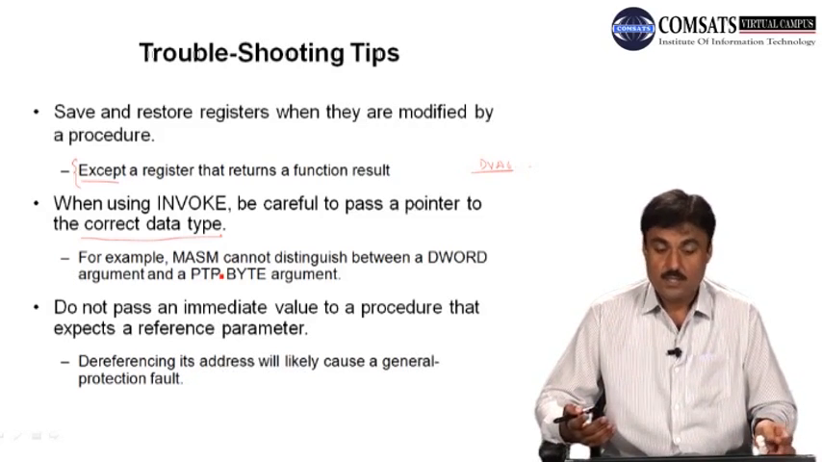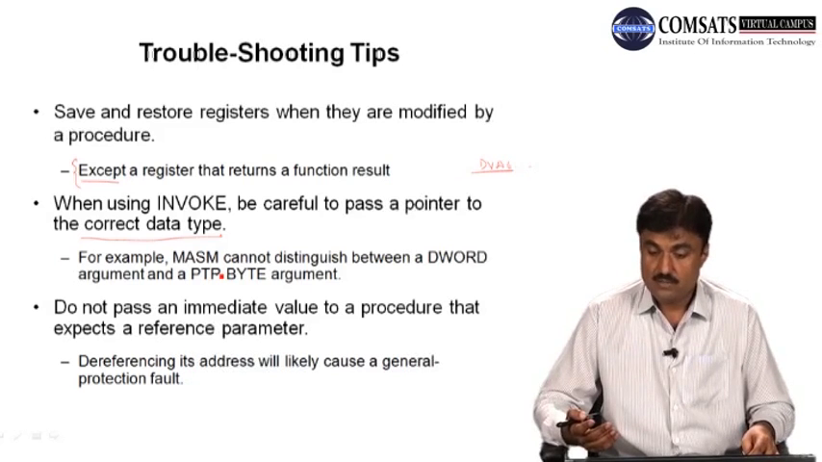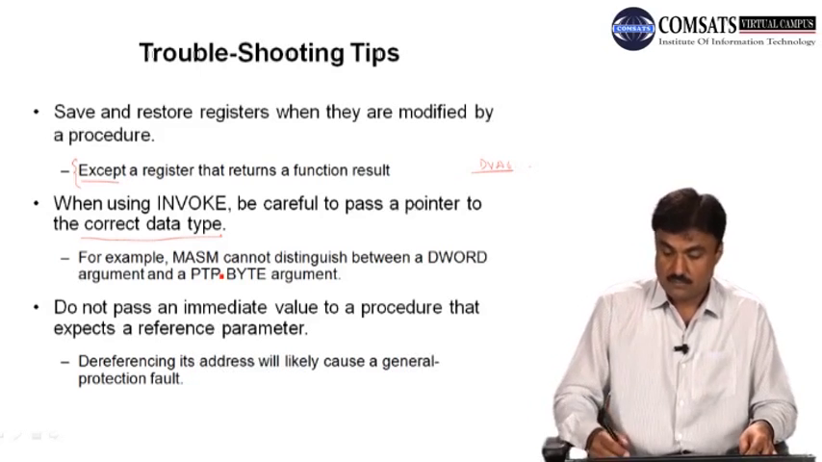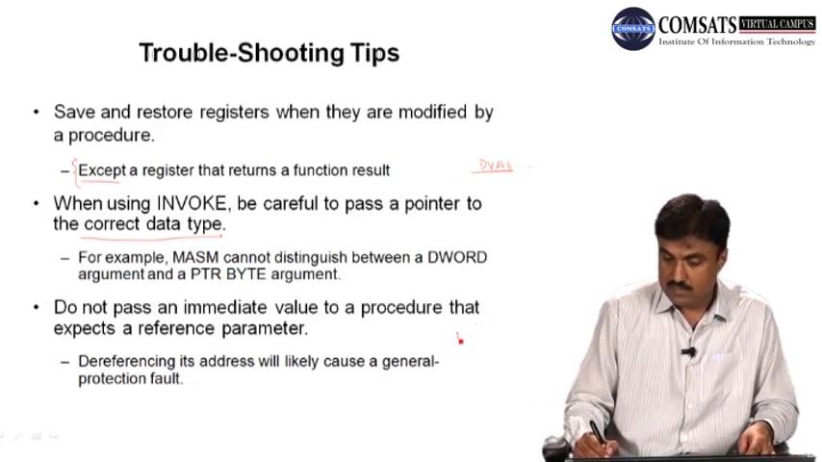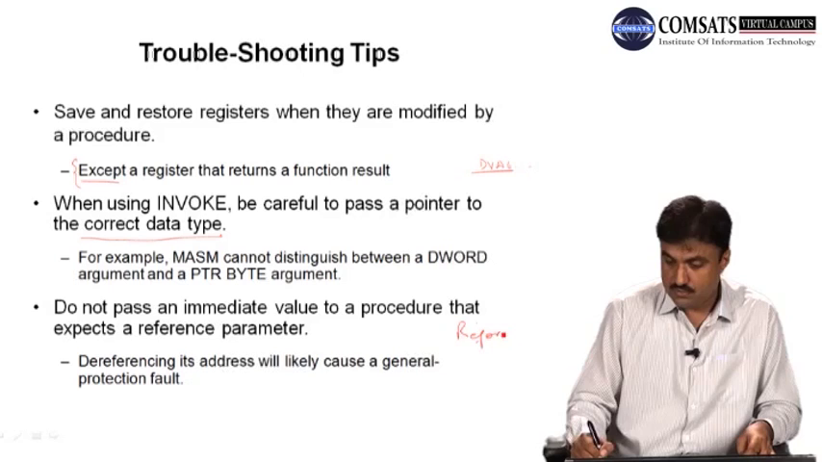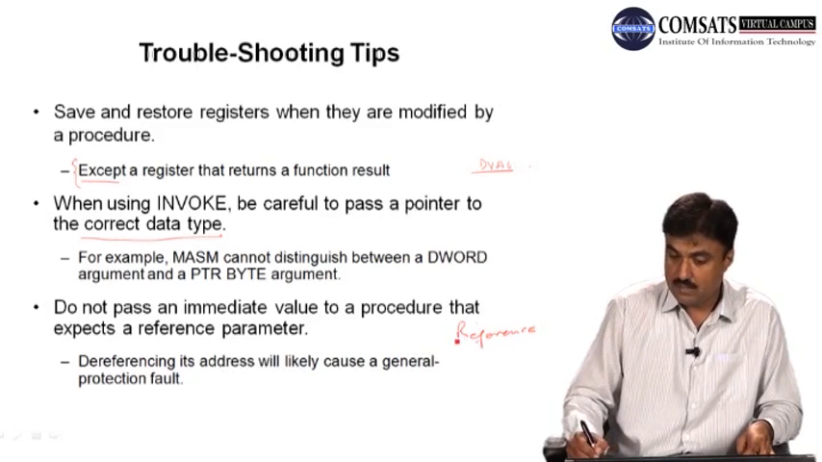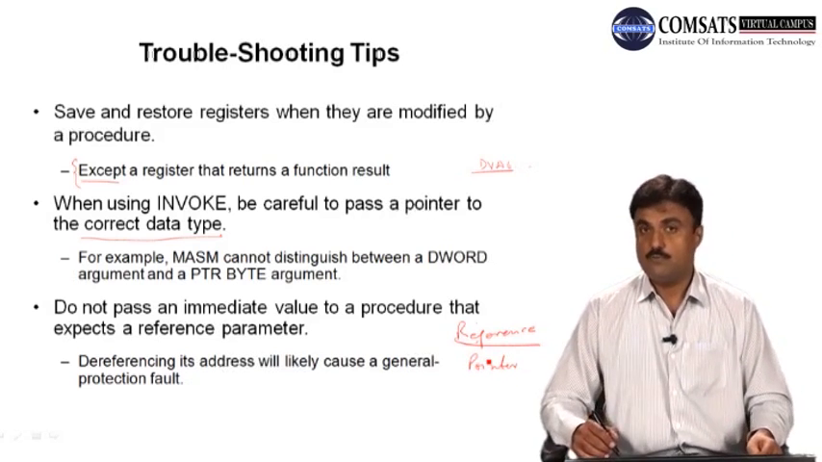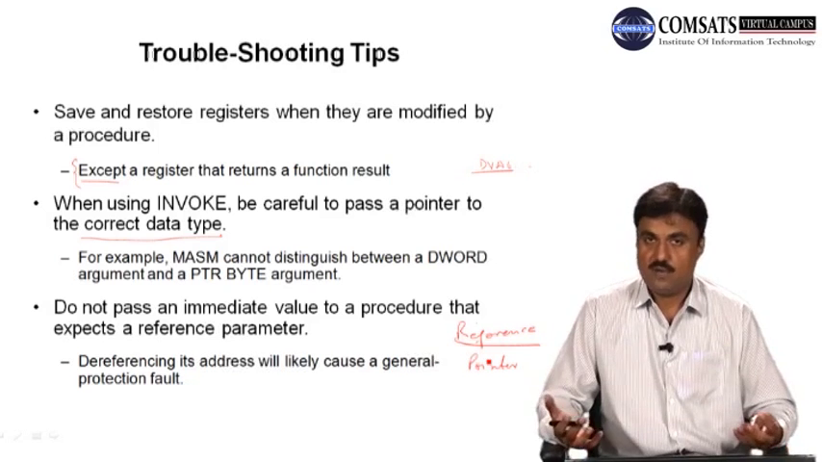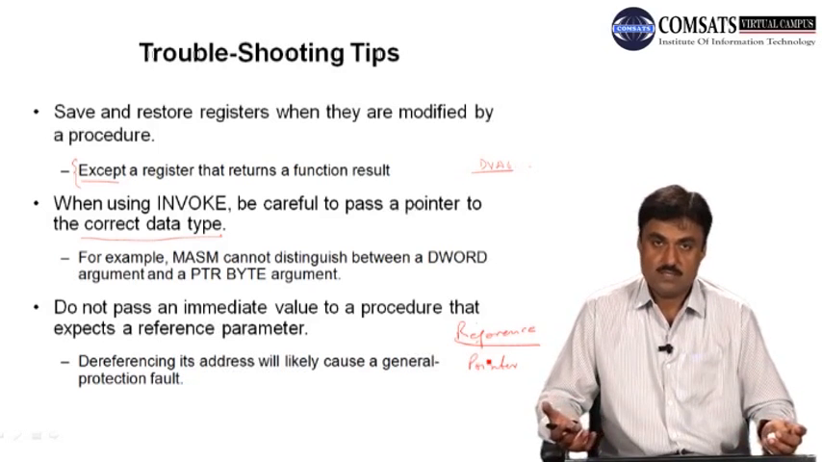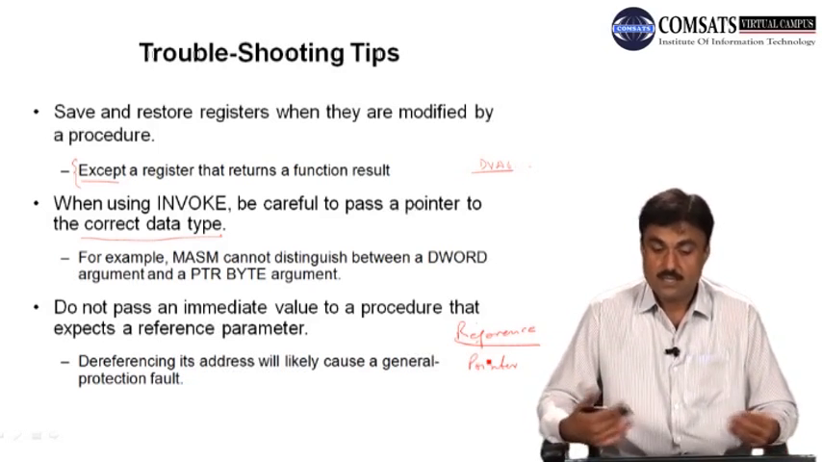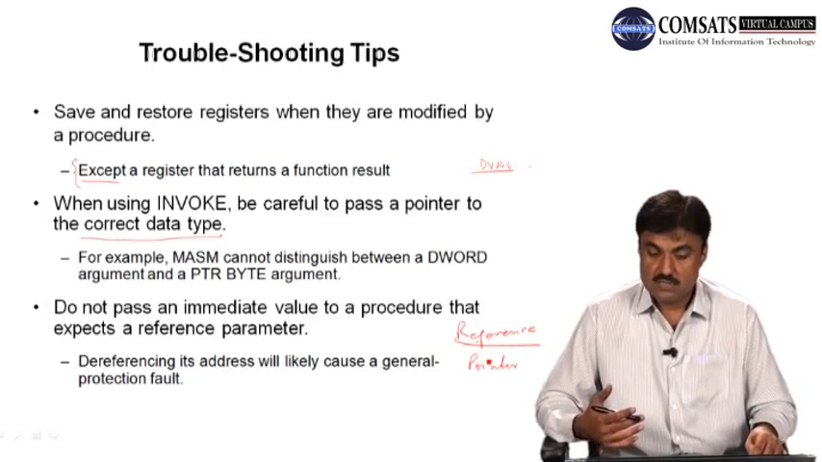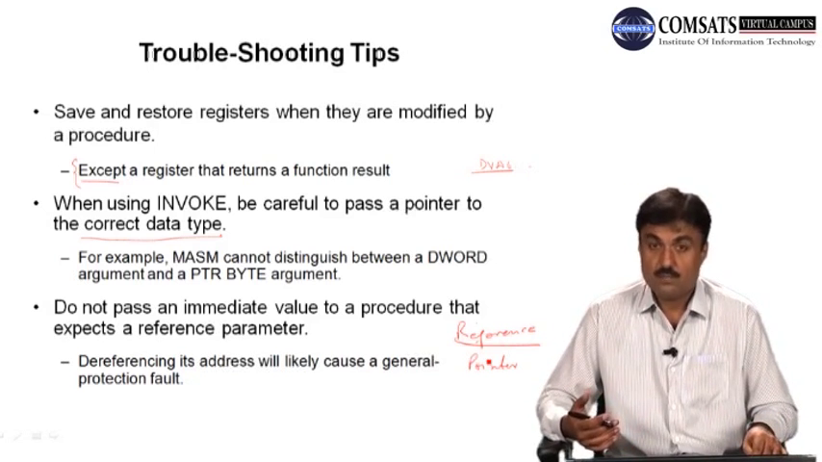Do not pass an immediate value to a procedure that expects a reference parameter. For example, in case of a reference parameter, there should be a pointer, because we are going to refer to that area. If you pass a value like 100 or 101, it will be considered as an address. So dereferencing that address will likely cause a general protection fault.